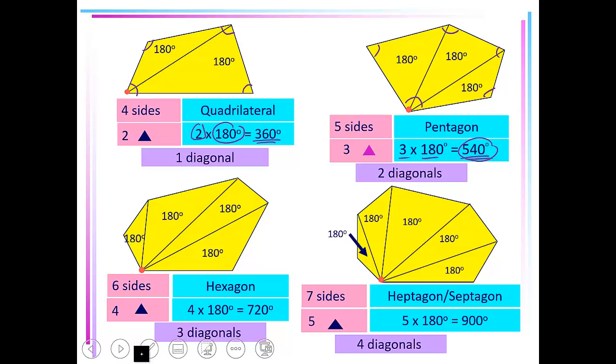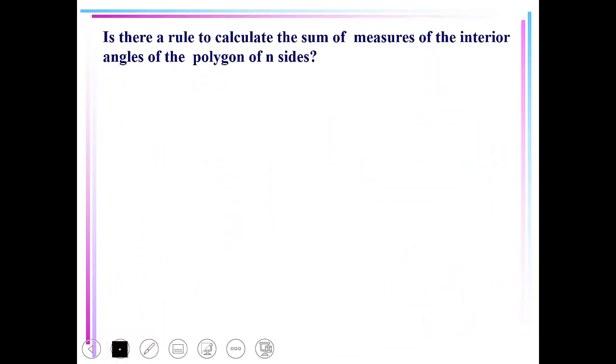So let's go now, and I have a question. Is there a rule to calculate the sum of the measures of the interior angles of a polygon of any number of sides? Of course, in the exam I'm not going to draw and find how many triangles there are inside the shape and multiply the number of triangles by 180. For example, I want to find the sum of interior angles of a polygon having 12 sides. I'm not going to draw this polygon. Do I have a rule? Yes, I have a rule.